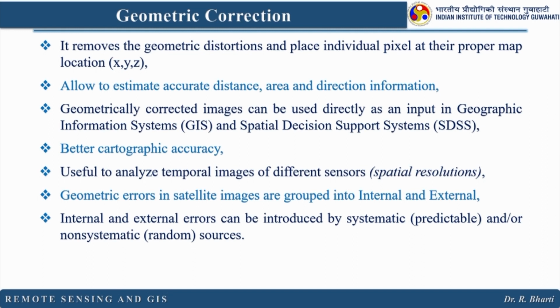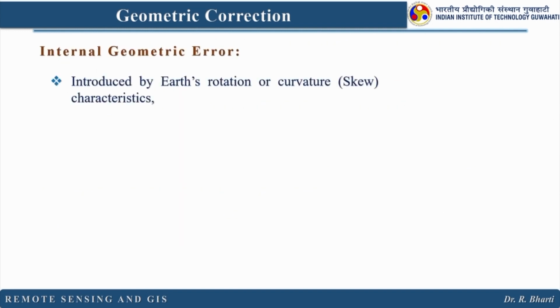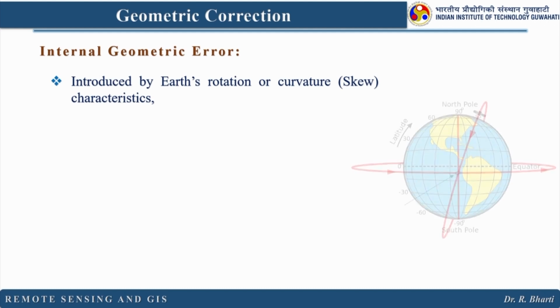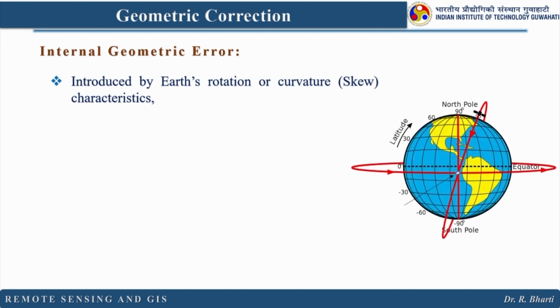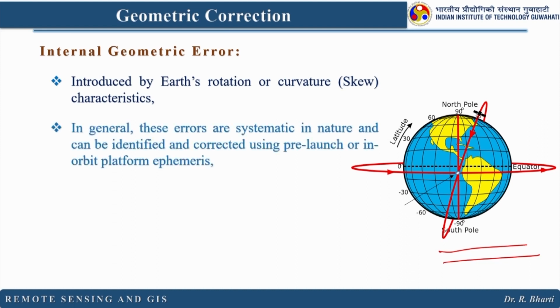So, you have to correct for internal and external errors. This internal geometric error is basically introduced by earth rotation or curvature. This is the example to explain this particular statement, where the rotation of the earth is responsible for giving the error in your measured data. In general, these errors are systematic in nature and can be identified and corrected using pre-launch or in-orbit platform ephemeris.